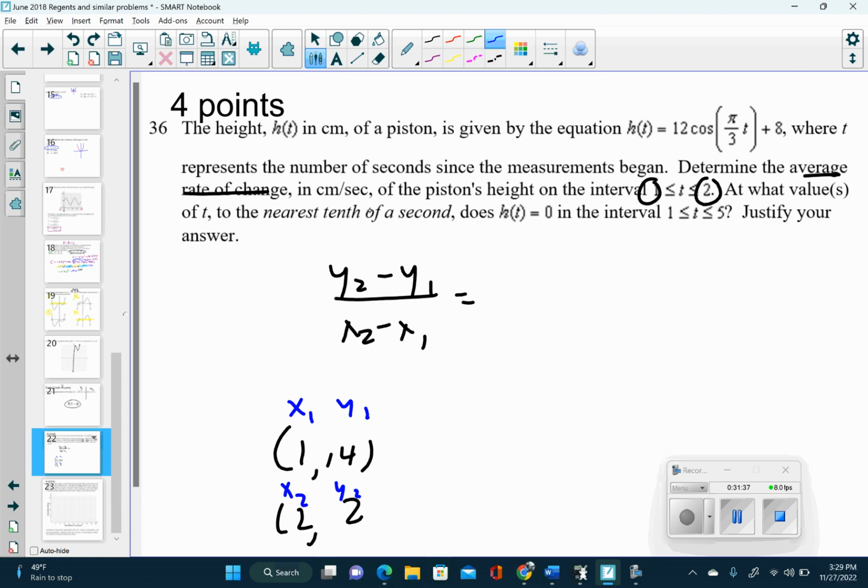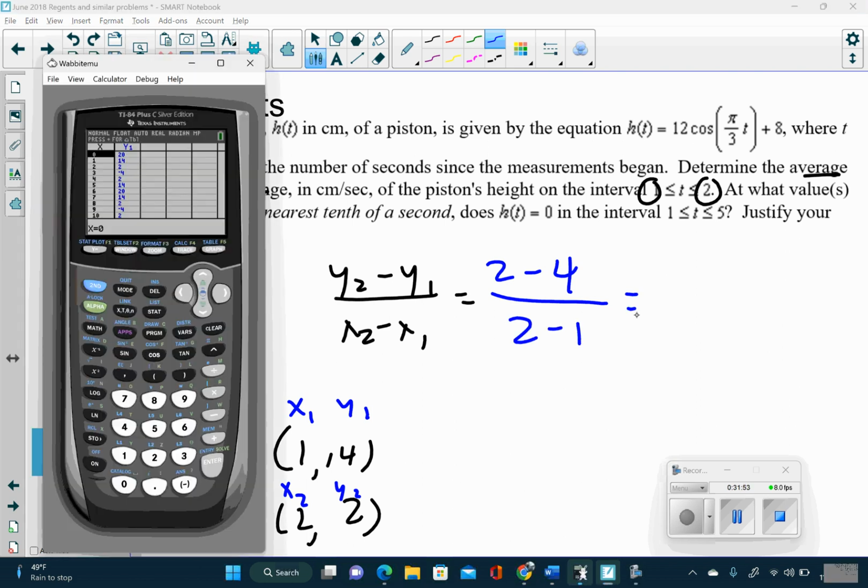My y2 is, let me close this parentheses before I get sloppy. So my y2 is 2, so I'm going to do 2 minus my y1 is 4, over my x2 is 2, minus my x1, which is 1.